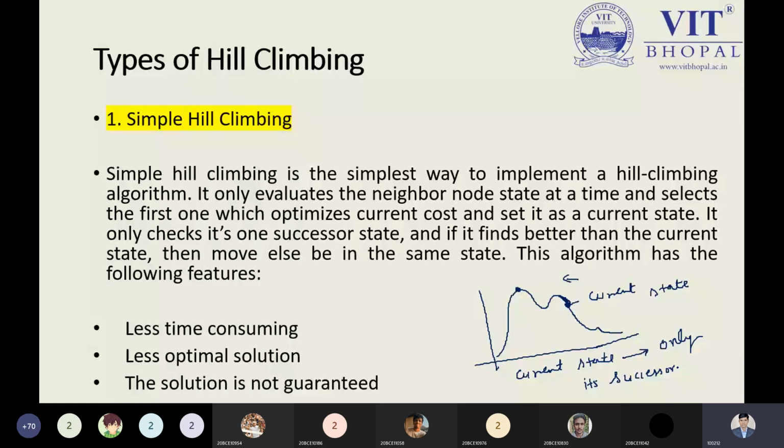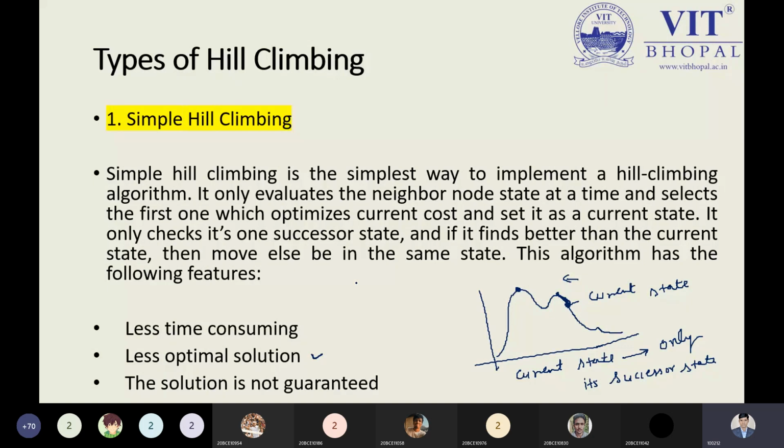It means you have only one choice. So with one choice, we have a less optimum solution, so the solution is not guaranteed. That is the reason. I'm just moving this point. This is known as the successor of the current state only, because I have only one option.